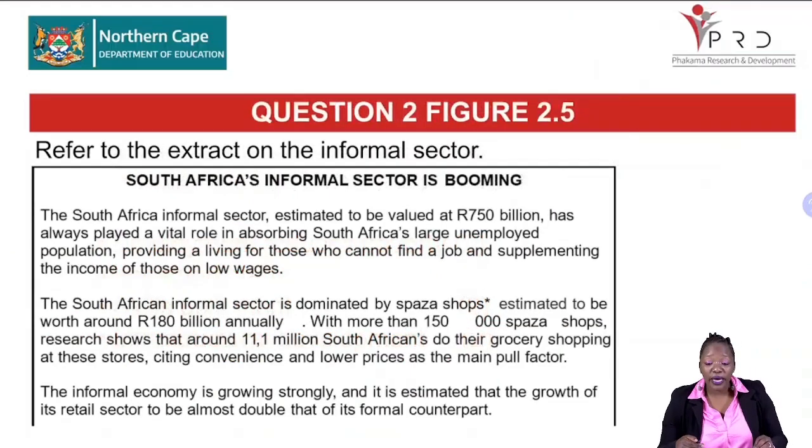Then we're looking at our figure 2.5. Your figure 2.5 refers to the extract on the informal sector. So you are given an extract on this one. Again, I'm going to give you just 3 minutes to read the extract, and then after that we proceed to the tips as well as the questions, and then we come back to the extract once we have seen what the questions are all about.